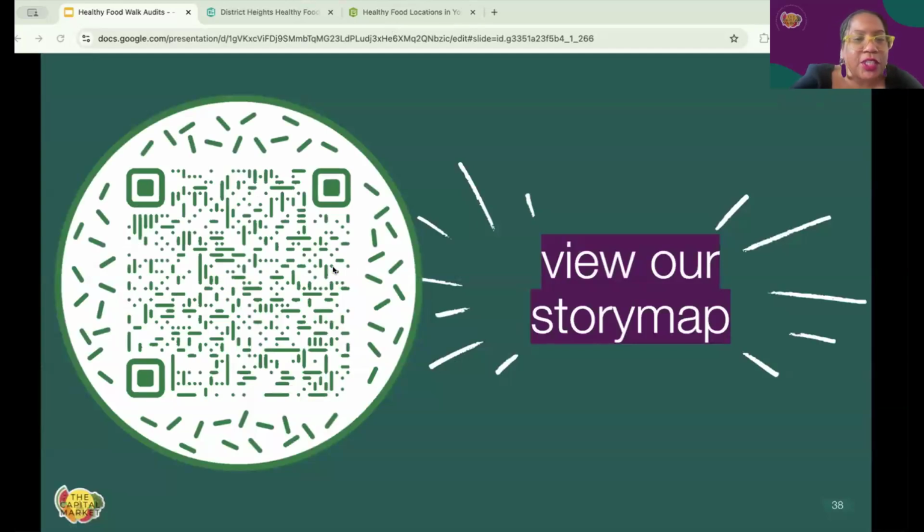So next, I'm going to transition to our actual story map. The final component of our work is, of course, producing some type of document or deliverable that can be accessed by our community members who participate in the walk audit in a way that makes the information accessible and easy for them, while also making it easier to share with their elected officials. So this is the story map. If you want to, scan the QR code, and I will also walk through it on the computer.